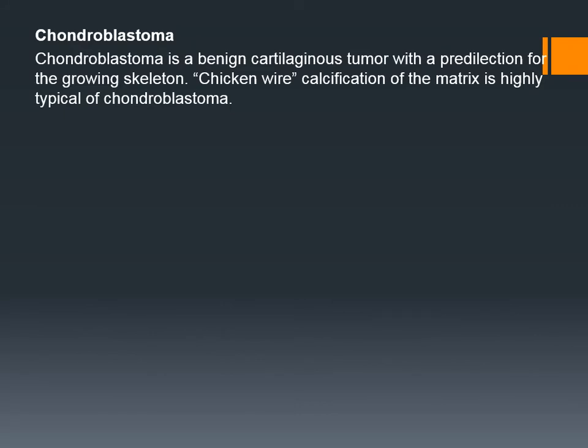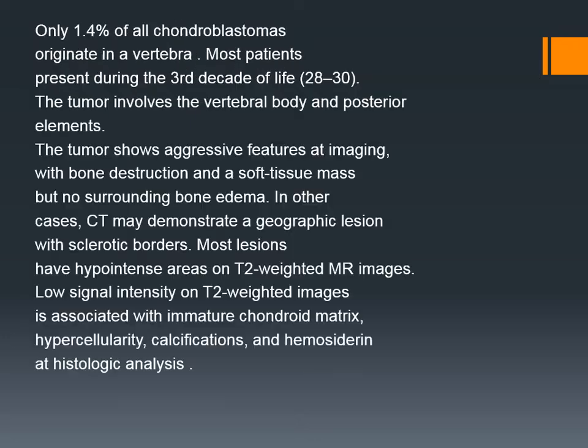Chondroblastoma. Chondroblastoma is a benign cartilaginous tumor with a predilection for the growing skeleton. Chicken wire calcification of the matrix is highly typical of chondroblastoma. Only 1.4% of all chondroblastomas originate in the vertebra. Most patients present during the third decade of life. The tumor involves the vertebral body and posterior element.